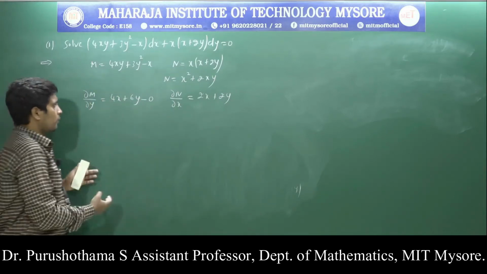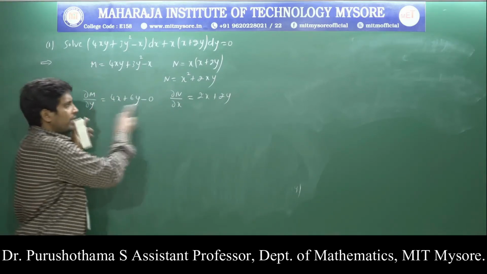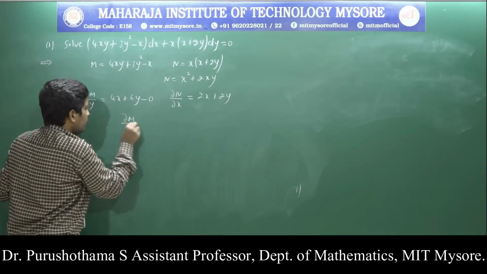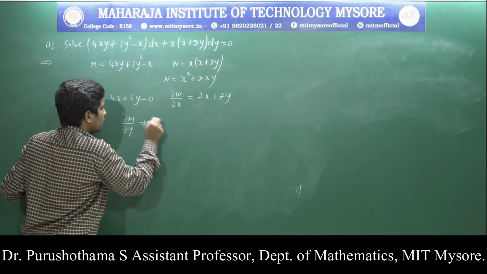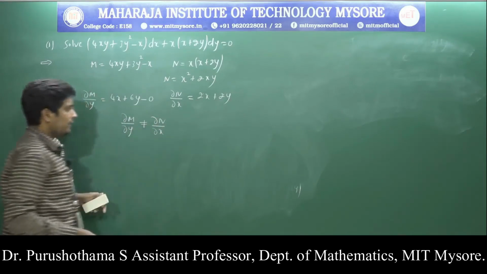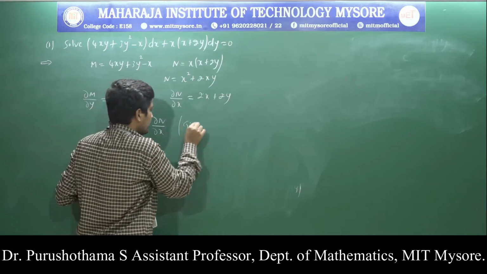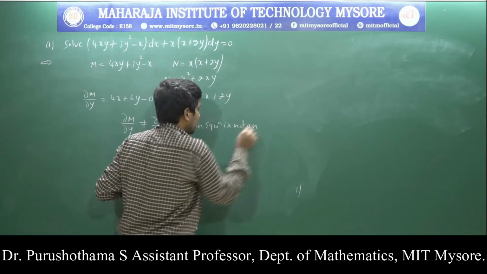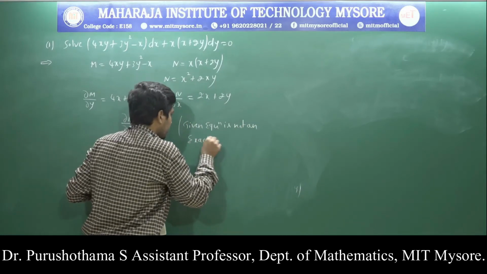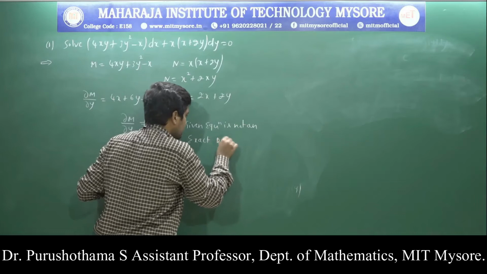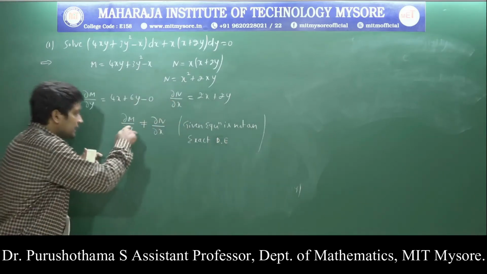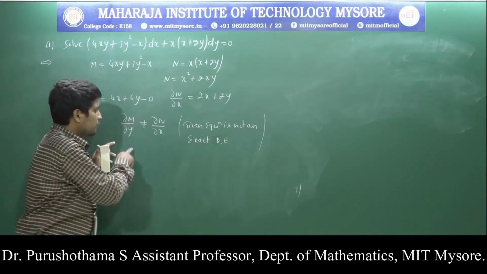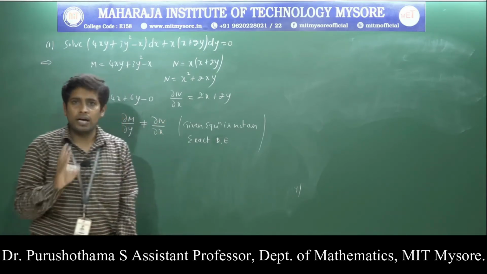So we can clearly observe that the derivative of M with respect to y is not equal to the derivative of N with respect to x. Therefore, the given equation is not an exact differential equation. In this case, we take their difference, meaning the difference of M with respect to y and N with respect to x.